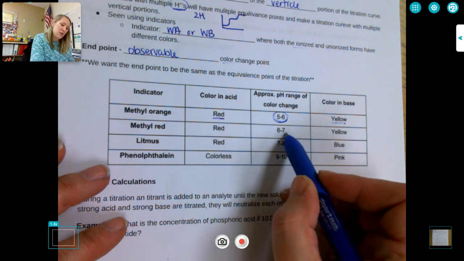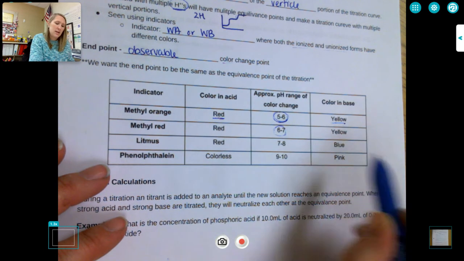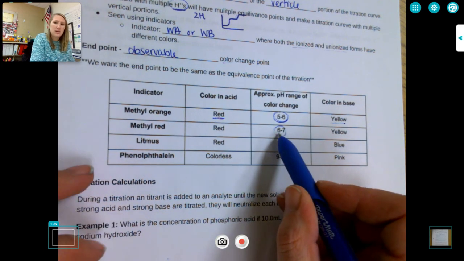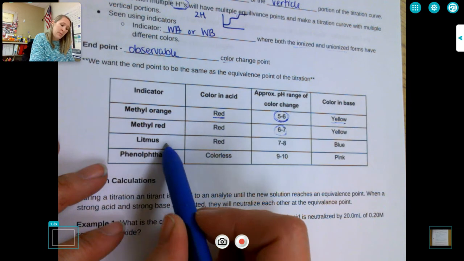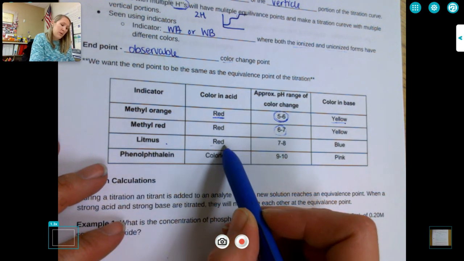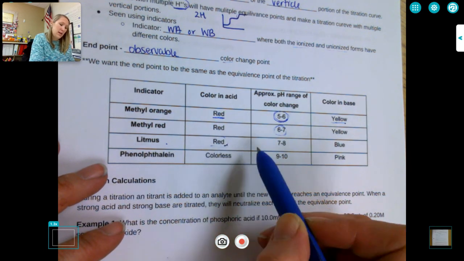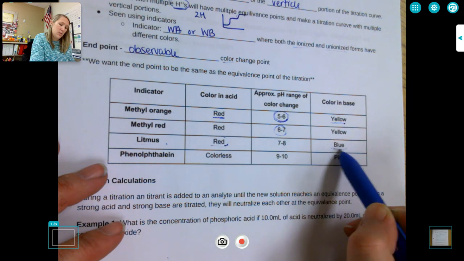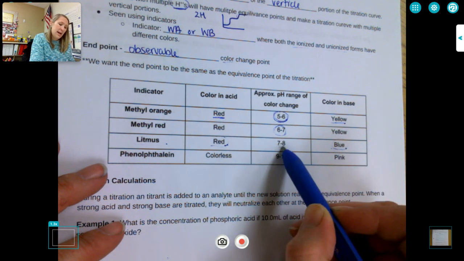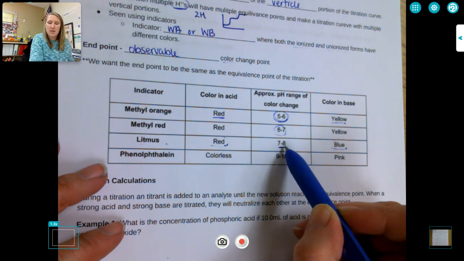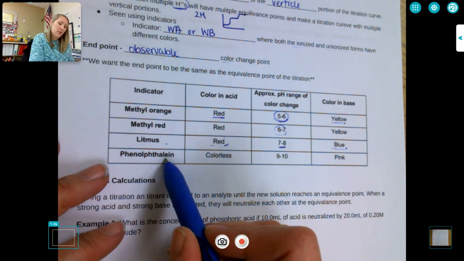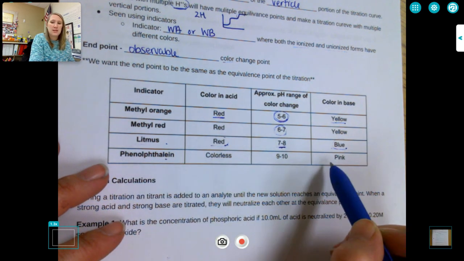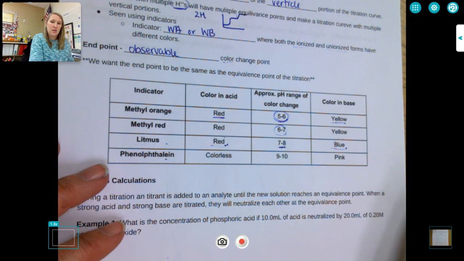However, it has a pH change that's a little bit more basic. Still on the acidic end, but a little less acidic than my methyl orange. Litmus paper. Red litmus paper goes from red in an acid to blue in a base. And that happens a little bit higher than 7, so maybe the 7 to 8 range. And then phenolphthalein is colorless in an acid and pink in a base.